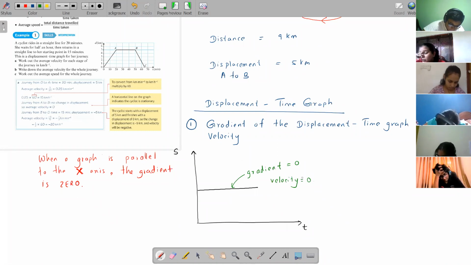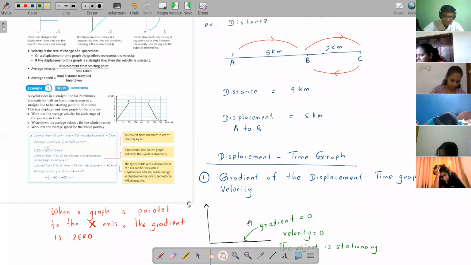Velocity is 0 means what? The object is moving or staying in one place. The velocity is 0. Staying in one place. The object is staying in one place. We use the word stationary. The object is stationary.